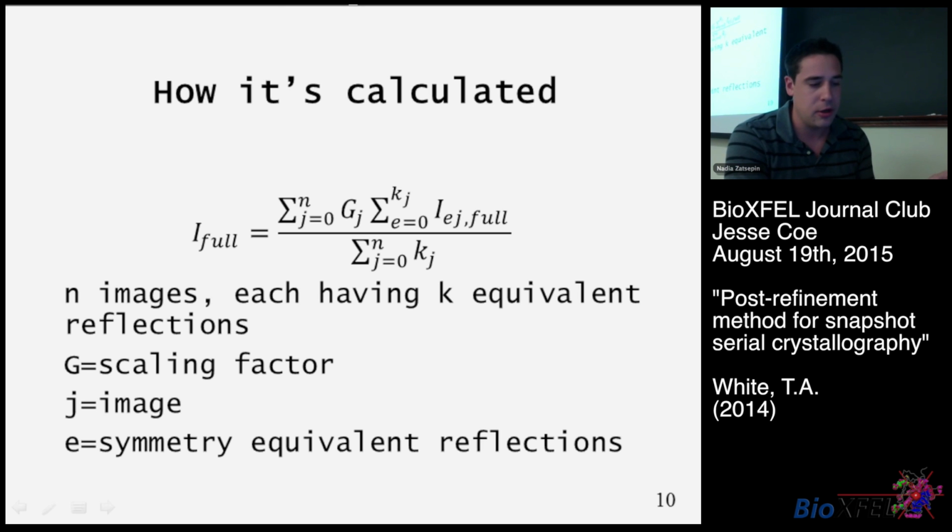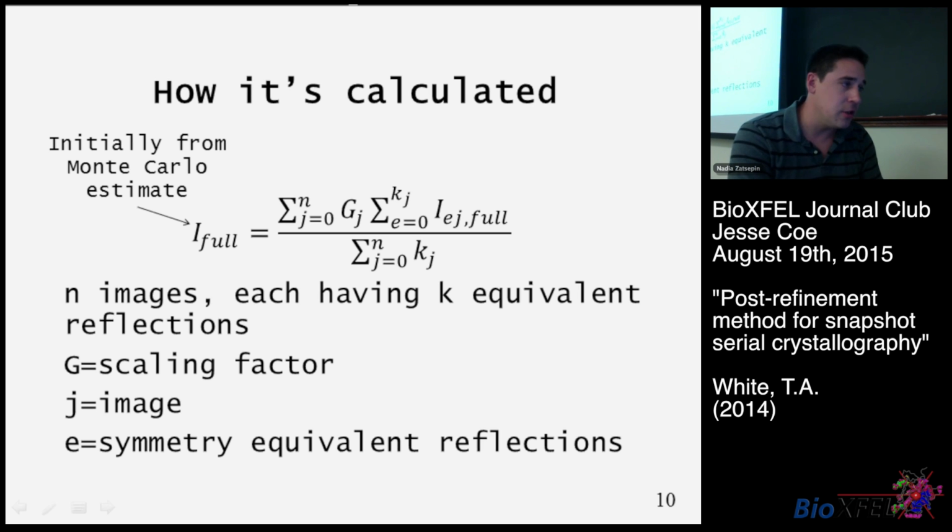So within a certain snapshot, you might have multiple symmetry equivalents. You would add them up on the top, through this KJ summation, and then you would basically average them in the bottom. And so this is your initial estimate from Monte Carlo.